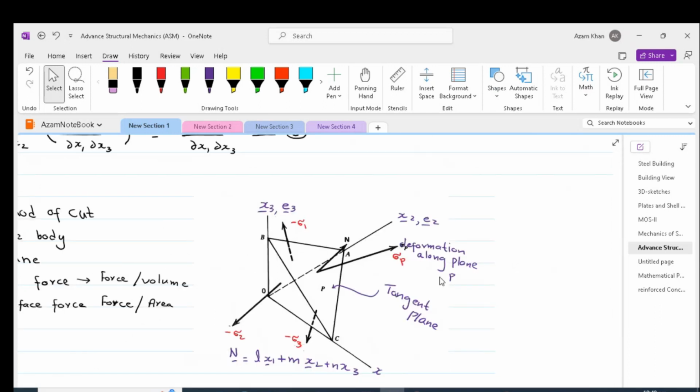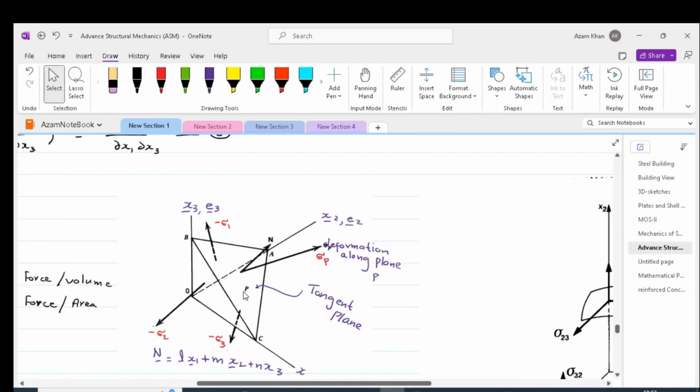Now consider the stress vector sigma P on an arbitrary oblique plane P through point O of a member. The unit normal vector to plane P is given as L x1 plus M x2 plus N x3, where L, M, and N are the direction cosines of the unit vector N.